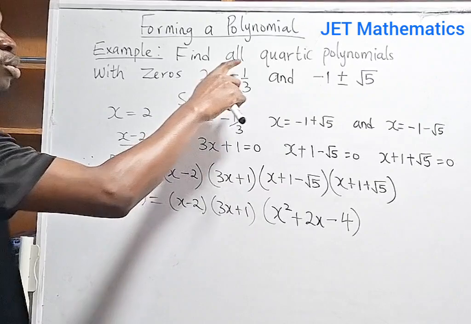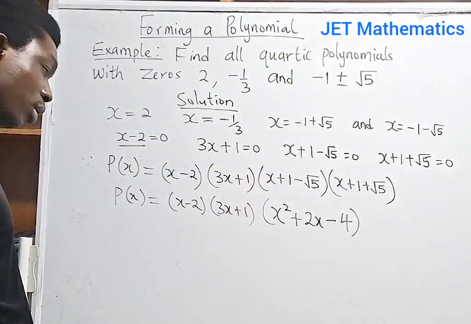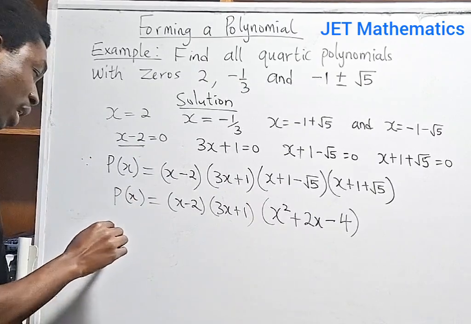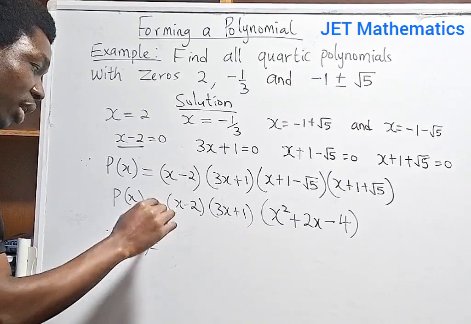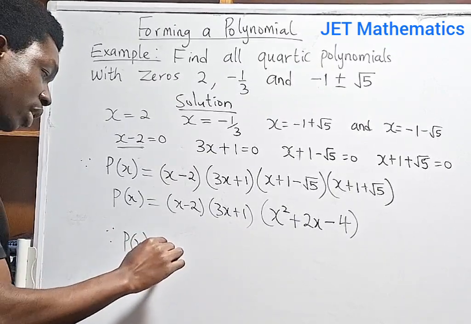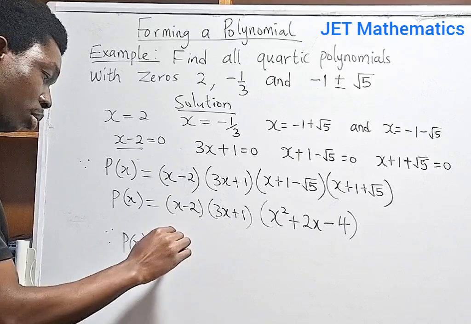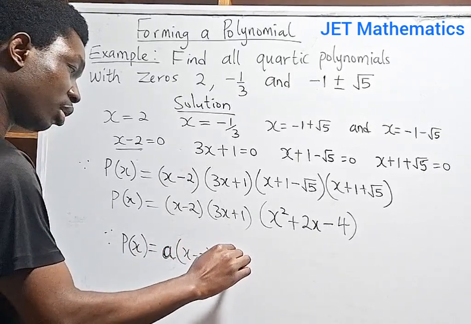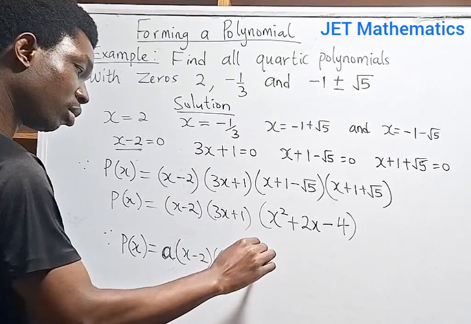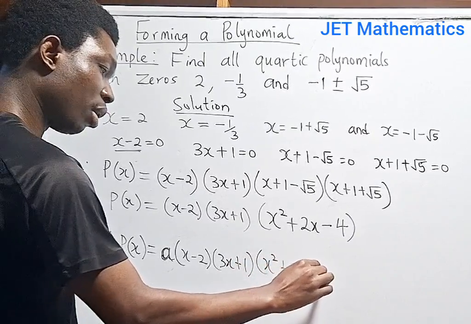But then they ask us to get all quartic polynomials. Okay, so therefore the final answer: we can put a letter at the front to represent any number. Let's say a, bracket x minus 2, 3x plus 1, and x squared plus 2x minus 4.